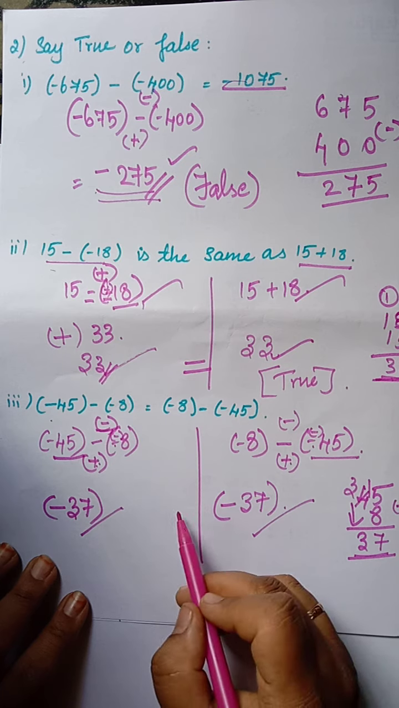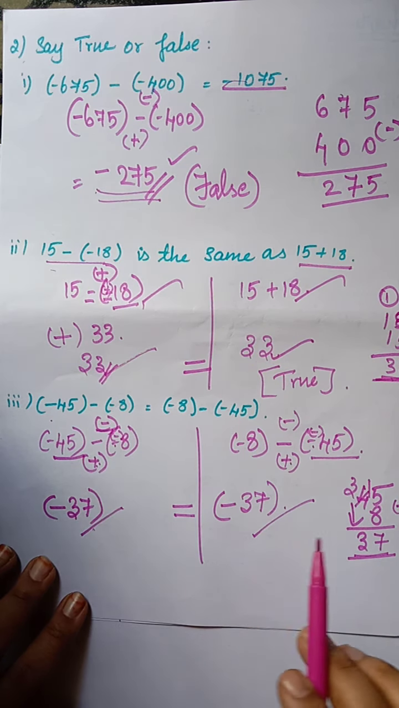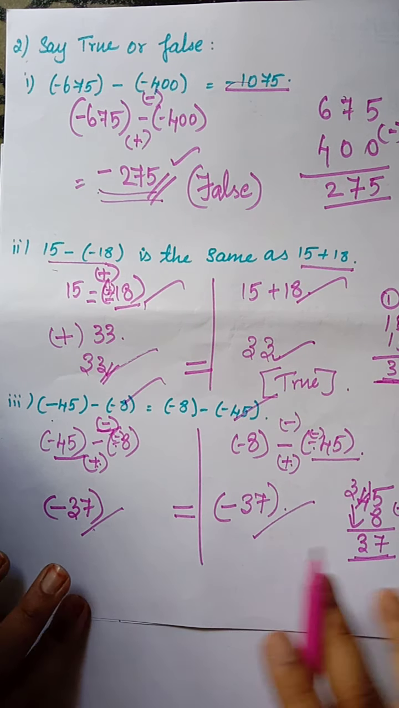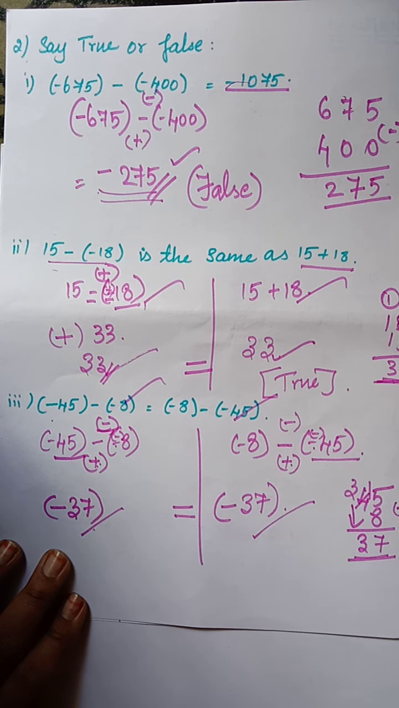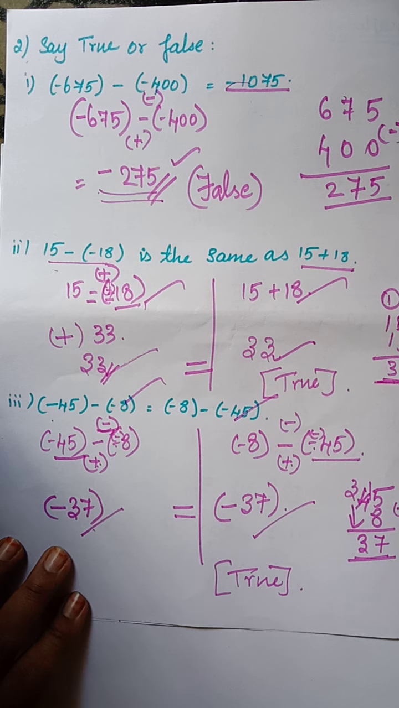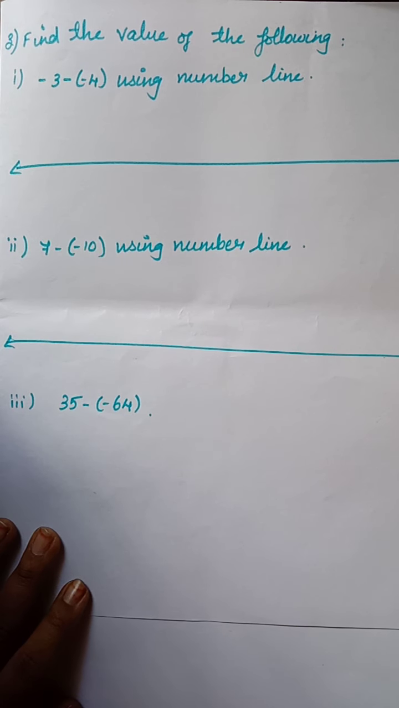So both the values are equal, right? Whether the answers of both sides are equal means the two expressions will also be equal. Clear? So these two numbers are equal and these two expressions are equal. So the statement they have given is also true. Clear? How do we find true or false? You have to simplify the question they have given, then you will easily identify whether the statement is true or false.